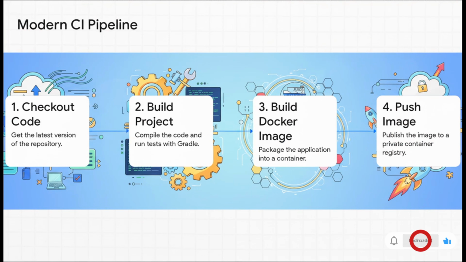So here's the plan. Our workflow is going to do 4 things. First, it's going to check out the latest code. Second, it'll run our project's build command. Third, it's going to build a Docker image from that. And finally, it'll push that new image up to a container registry so it's ready to be deployed.